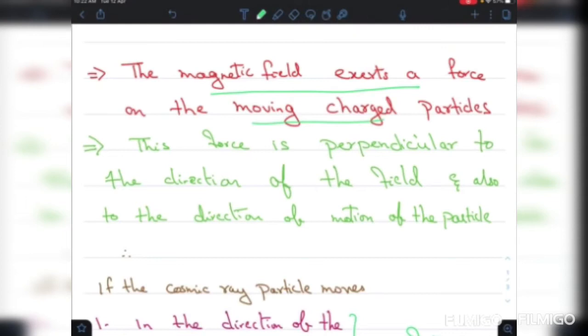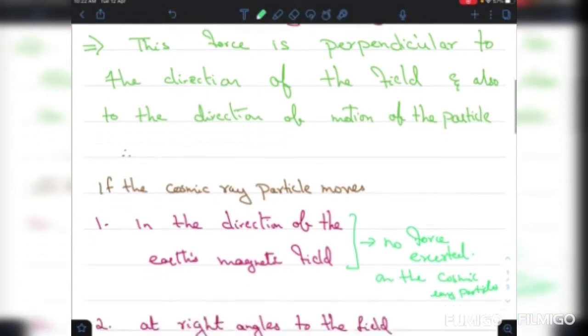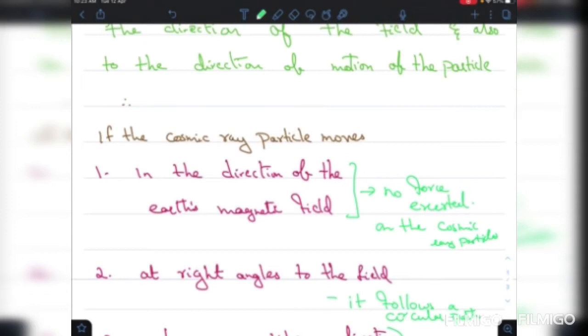If the cosmic ray particles are coming in the direction of the magnetic field, that is, Earth's magnetic field, then we know that no force is exerted on the particles. Or we can say that if the particles are moving along the Earth's magnetic axis, they will not be deflected. Now if the particles are moving at right angles, that is, in the perpendicular direction to the Earth's magnetic field, then you can expect the charged particles to move along a circular path.